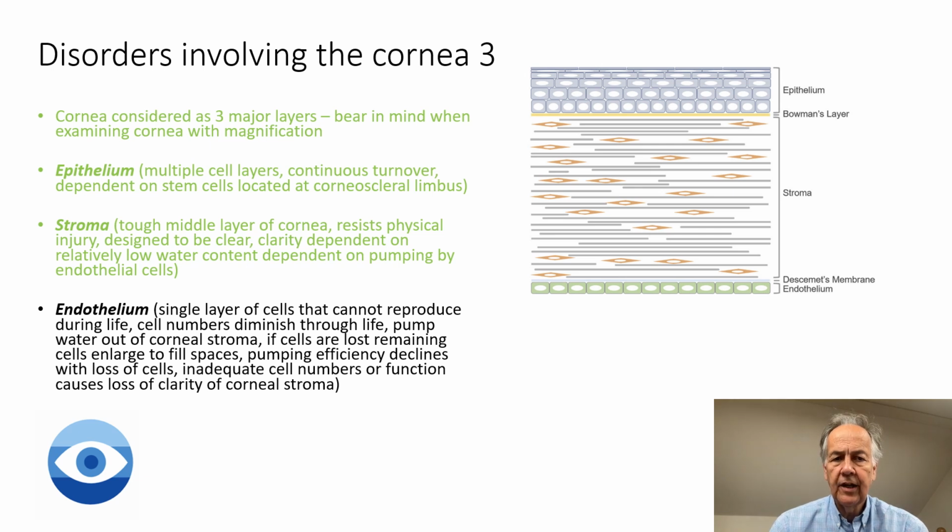The inner layer of the cornea is a single layer of endothelial cells sitting on their basement membrane, which is known as Descemet's membrane.